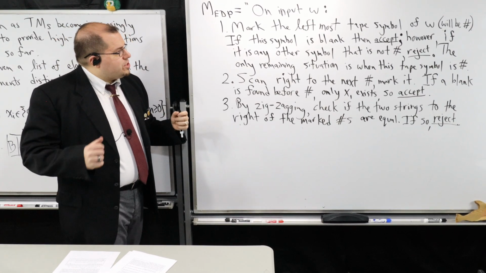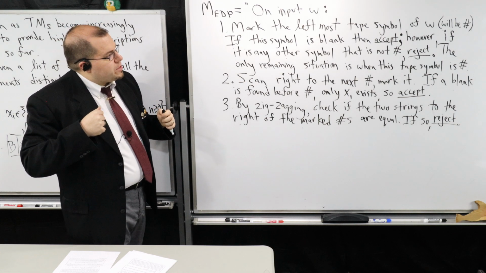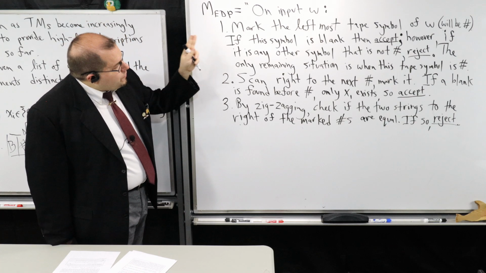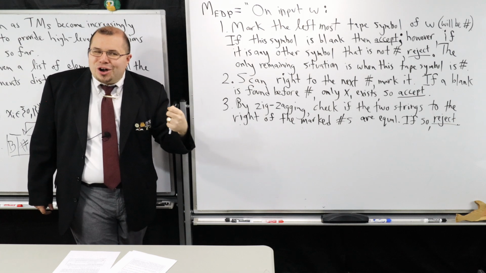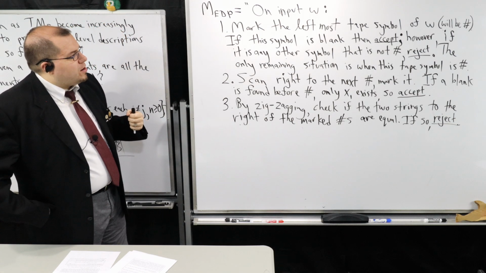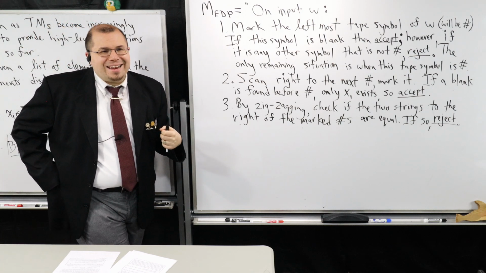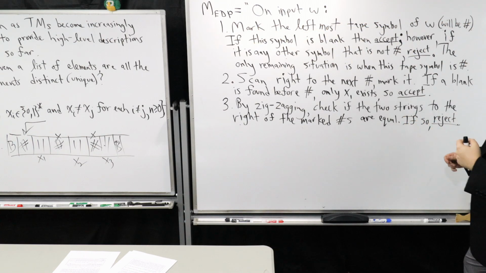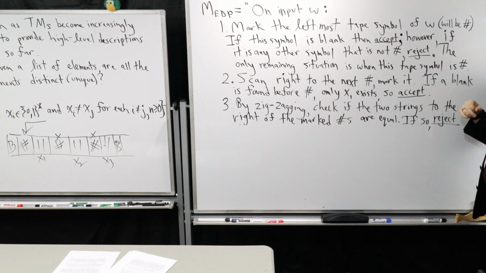What I'm going to first do is attempt to mark the leftmost tape symbol of W. Remember, W is the input. Now, if the symbol is blank, based on how we've encoded the elements onto the tape, then you know there are no elements, right? That means that n is equal to 0, where there are no elements in the list. But that means that there are no elements to compare, right? So that means that you should accept.